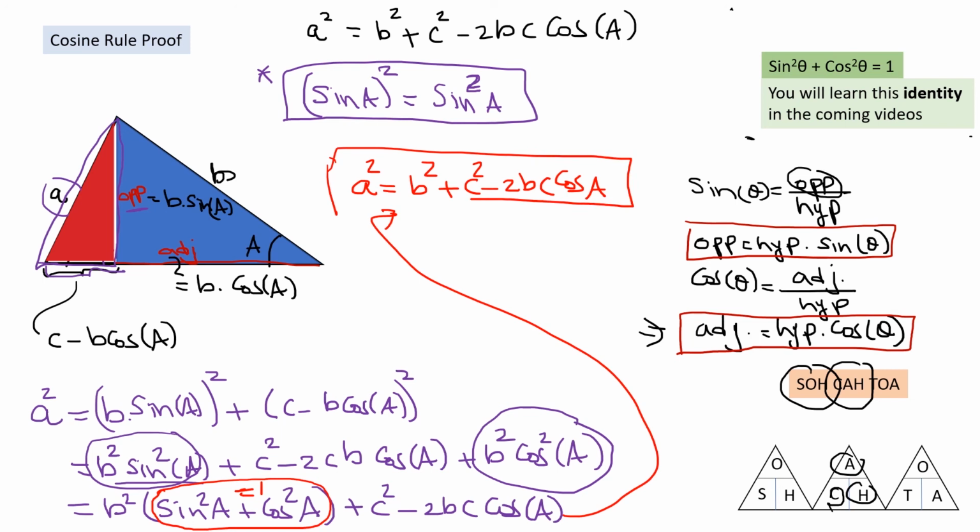Here we go. Now we have the proof for the cosine rule.